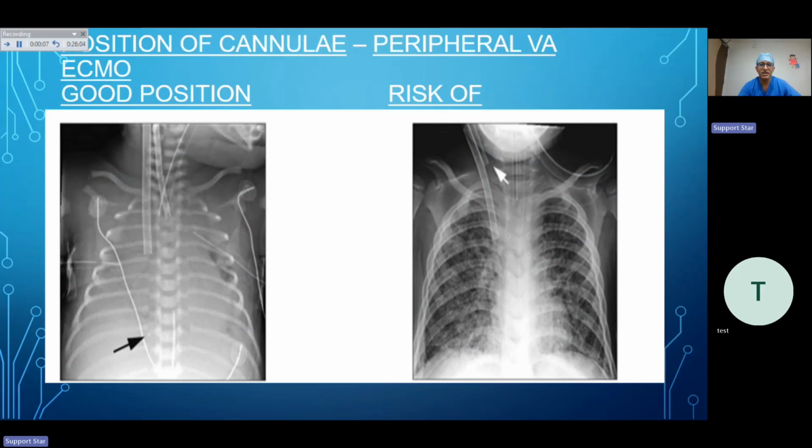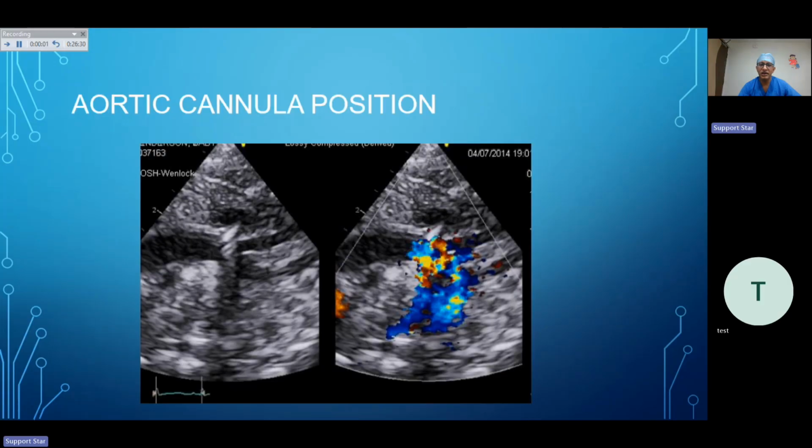On the left side, you can see the tip of the venous cannula above the diaphragm, and the aortic cannula is exactly in the arch of the aorta. Whereas on the right side, you can see that the return cannula has migrated from the arch, and it's almost about to come out. So we have to be very careful. Check the cannula position, secure them with the bands, position them properly. Otherwise, you can end up in disasters.